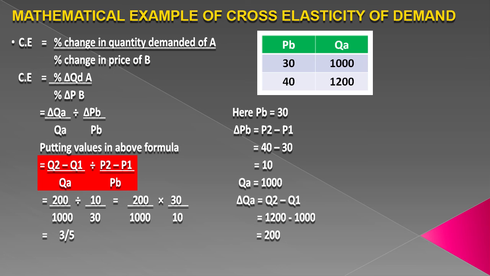Further, putting the numerical values, we get 200 by 1000 divided by 10 by 30, which is equivalent to 200 by 1000 into 30 by 10. After solving this equation, we get the answer, which is 3 by 5. So, our cross elasticity of demand according to the given table is 3 by 5.